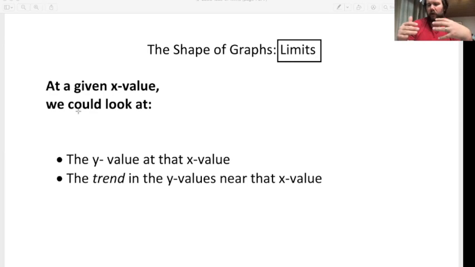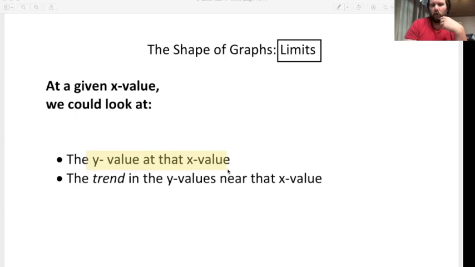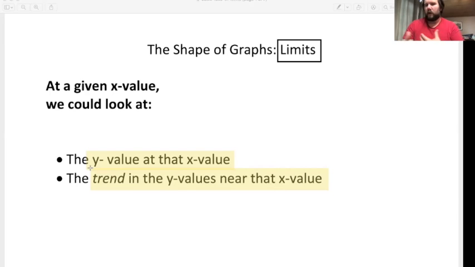When we look at a graph, we look at an x value, we could actually look at two different things. The first is we could look at the y value at a particular x value, or we could look at the trend in the y values near that x value as we get x values that are closer to a given x value. Is there a definite trend in the y values? And these are actually two different things.